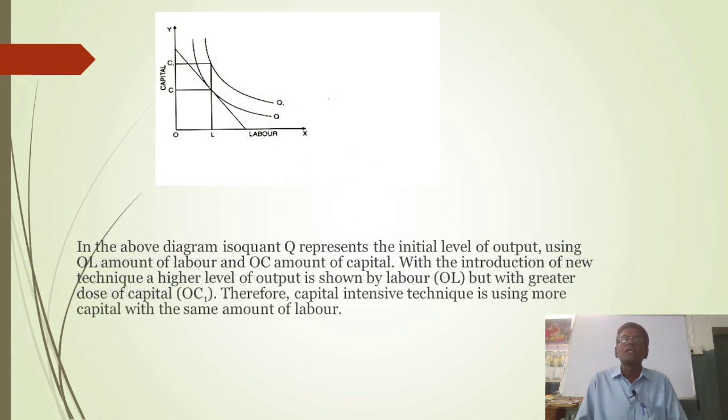Now let us see the diagram for capital intensive technology. In this diagram, isoquant Q represents the initial level of output using OL amount of labor and OC amount of capital. With the introduction of new technique, a higher level of output is shown by the same labor, that is OL, but with a greater dose of capital OC1. Therefore, capital intensive technique is using more capital with the same amount of labor.